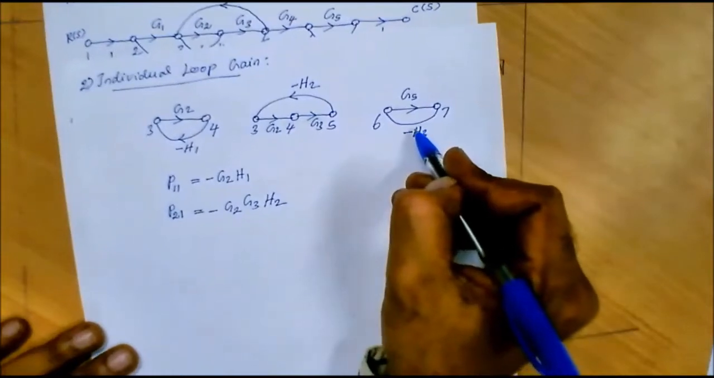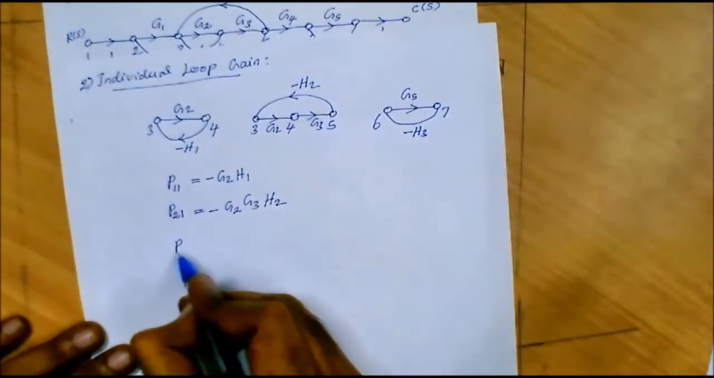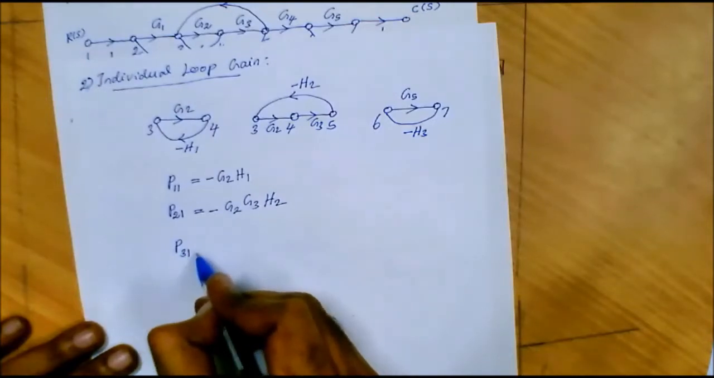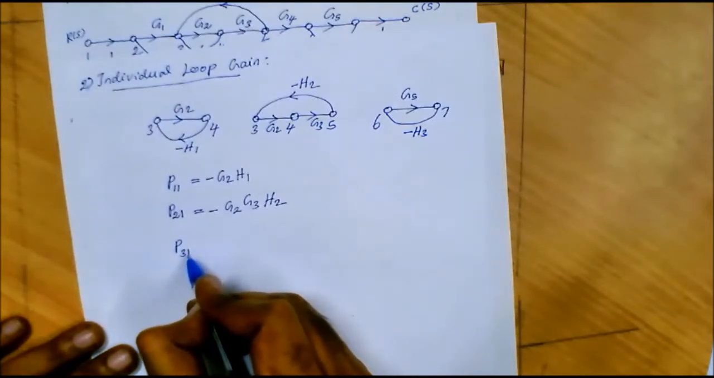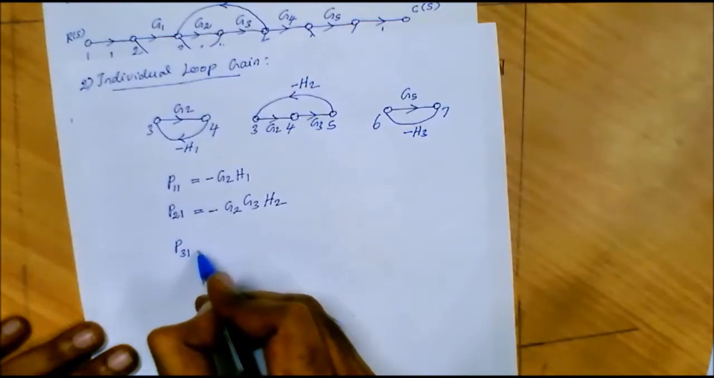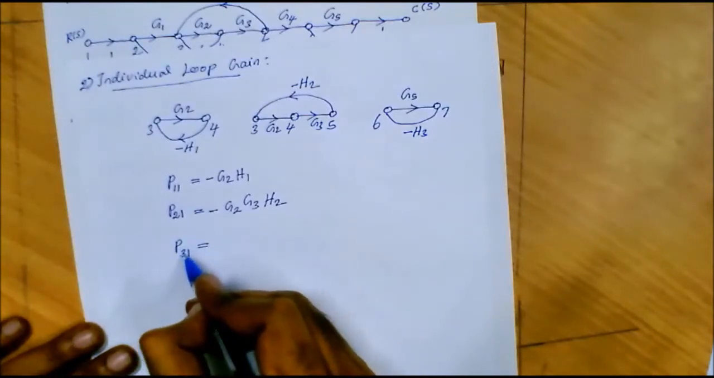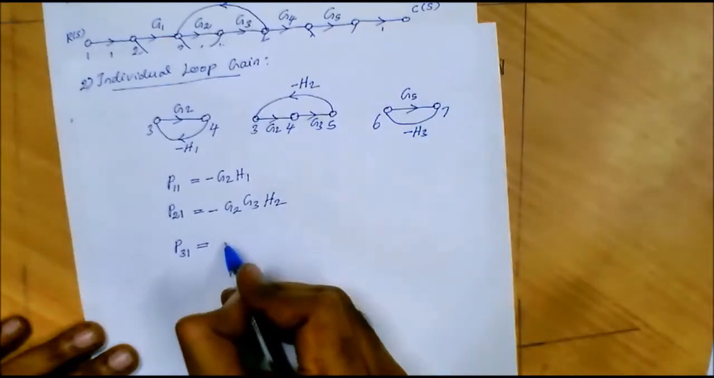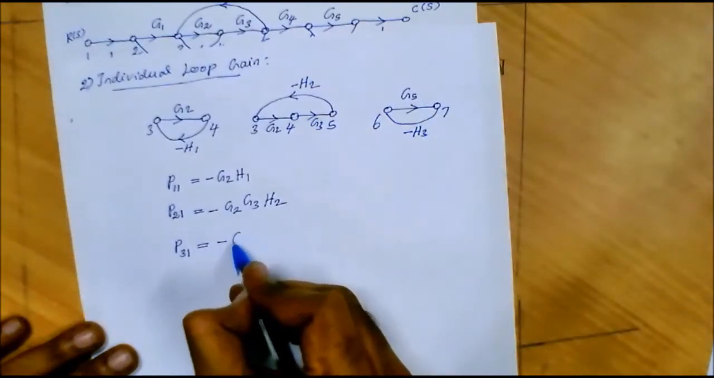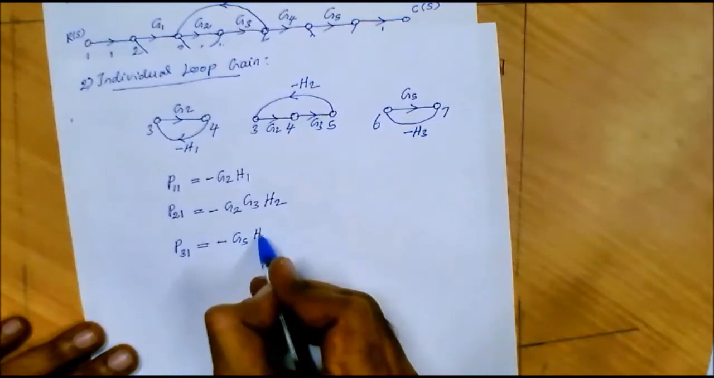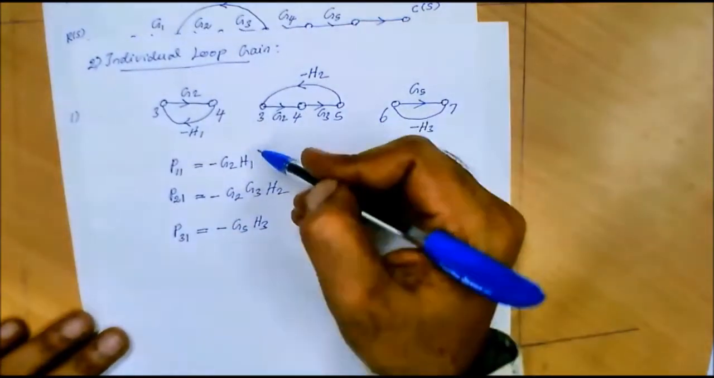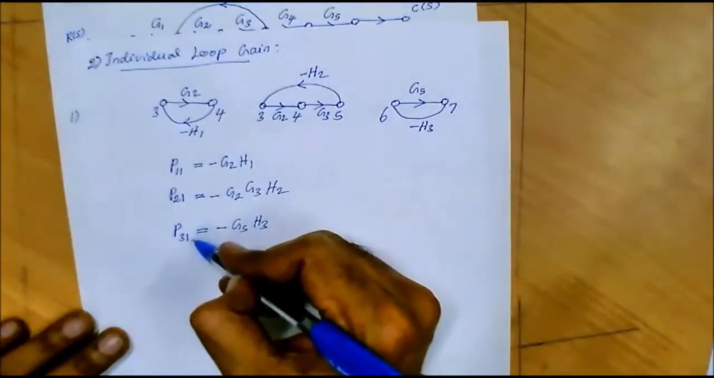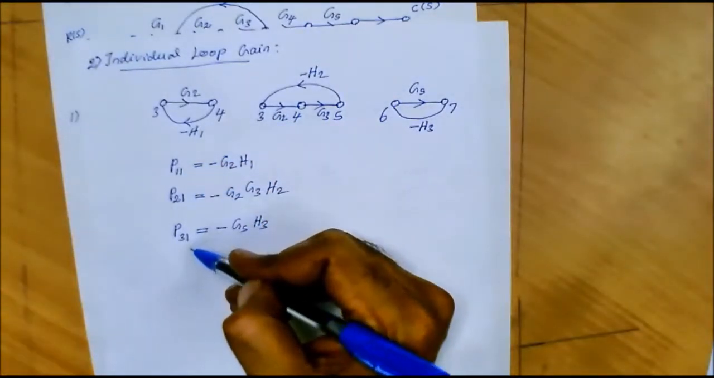Similarly, for the third loop we write P3, and because it is an individual loop gain, the second suffix is 1. For 2 non-touching loops we use the second suffix as 2. So here P31 is equal to G5 into minus H3, so we can write it as minus G5 H3. So we got the 3 loop gains P11, P21 and P31.